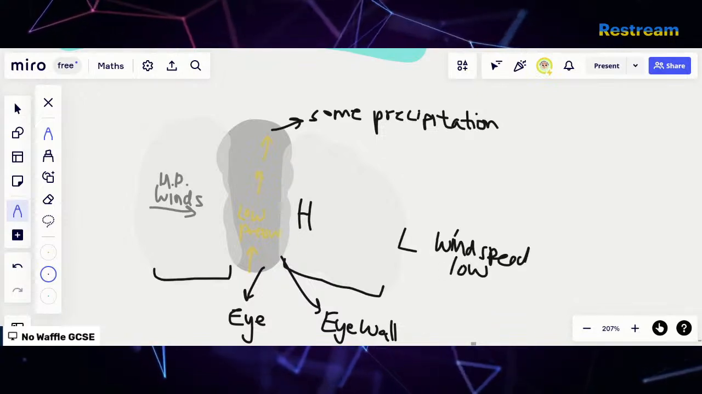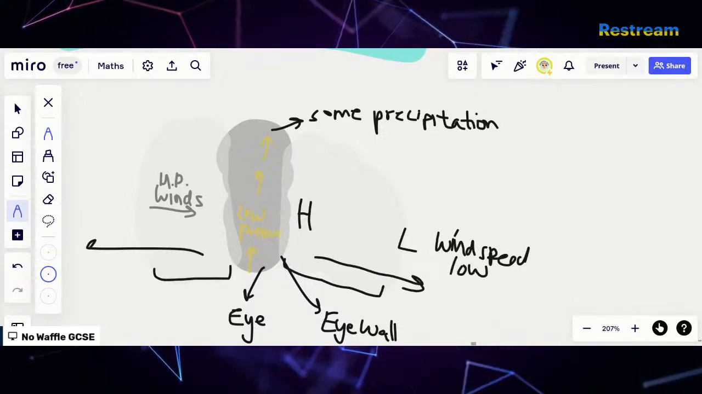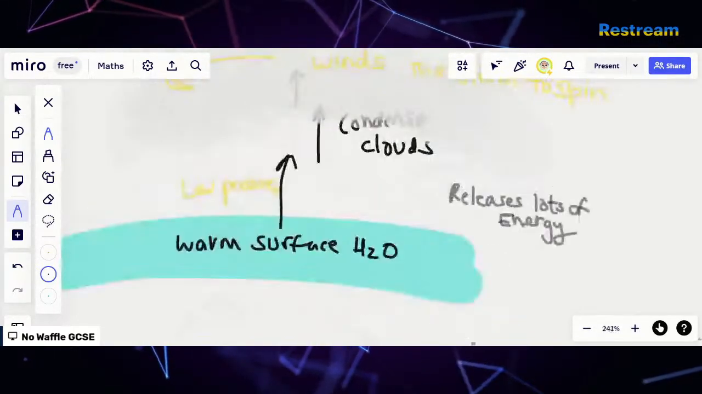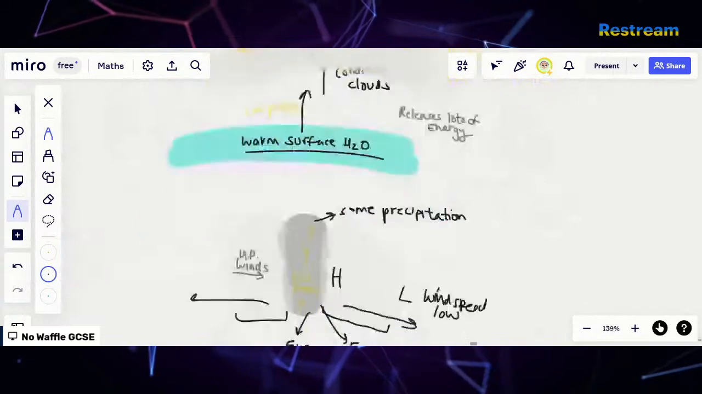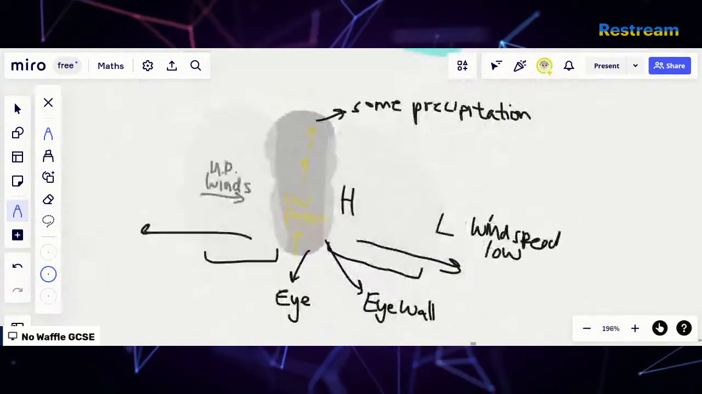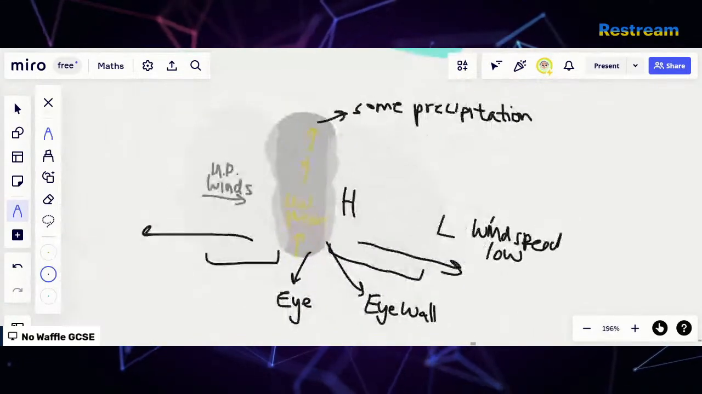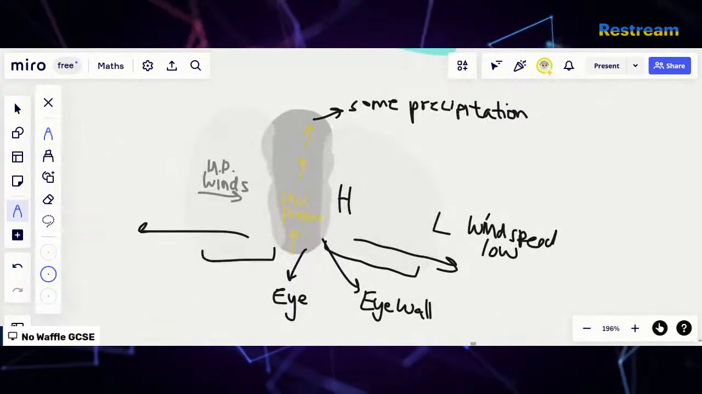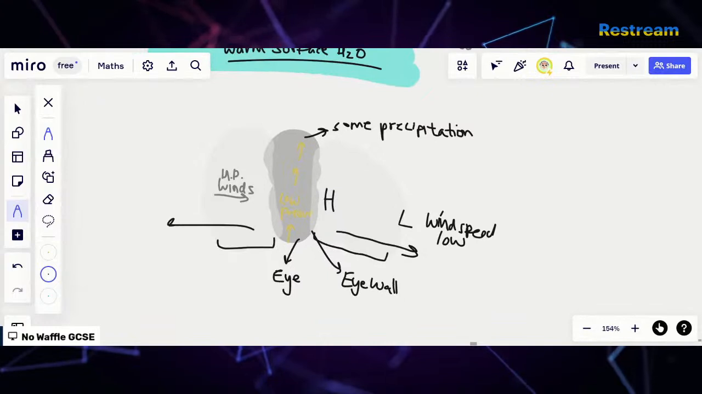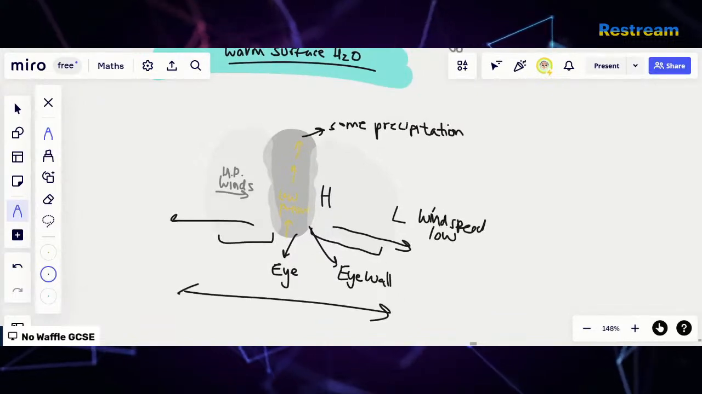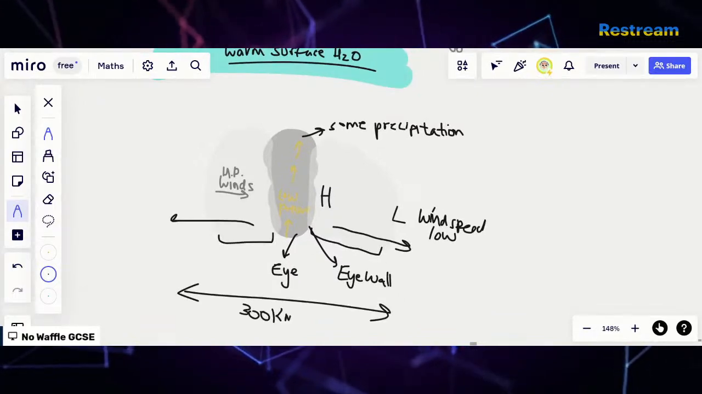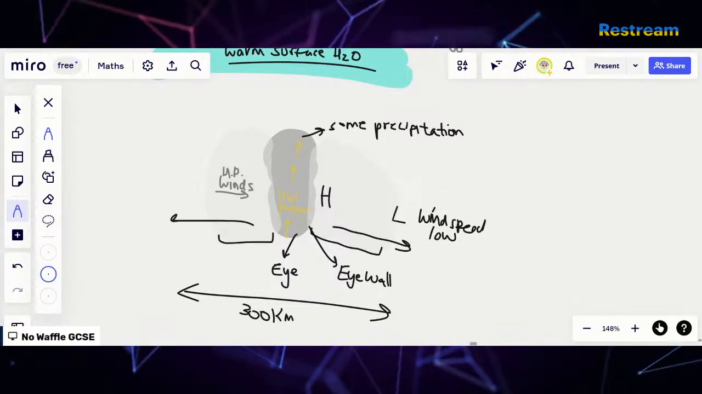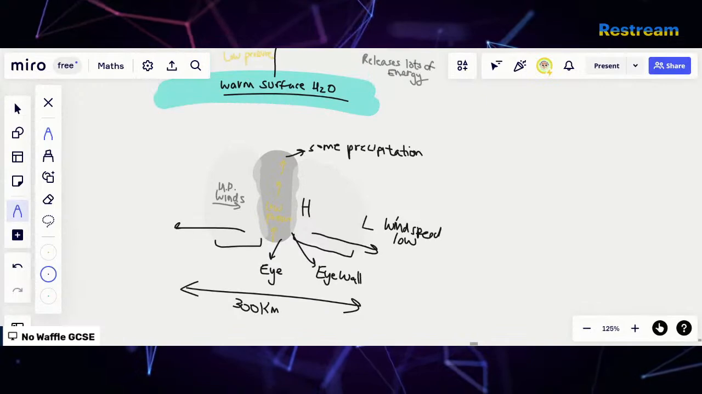But eventually, as the storm grows and it's powered by the heat of the water, it's powered by this warm surface water. So as it then grows and grows, then the storm becomes larger, the eye becomes larger, and the eye wall then widens as well. Now, overall, this tends to be roughly 300 kilometers in length, which is very, very large. That's the average storm. So that is how the storm forms.